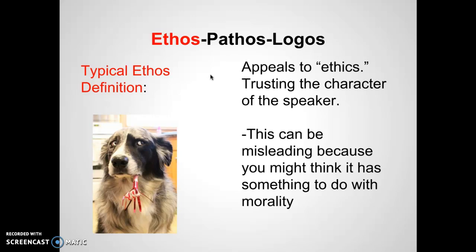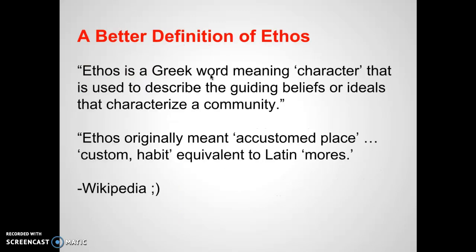Ethos is typically defined as an appeal to ethics, trusting the character of the speaker. I don't think that this is the most complete way to define the term, because it can be a bit misleading, because you can think it has to do with morality in some way, because a lot of times we use the words ethics and morality interchangeably. There's a better definition, I think. Ethos is a Greek word meaning character that is used to describe the guiding beliefs or ideals that characterize a community. Ethos originally meant a custom place, custom, habit, equivalent to Latin mores.